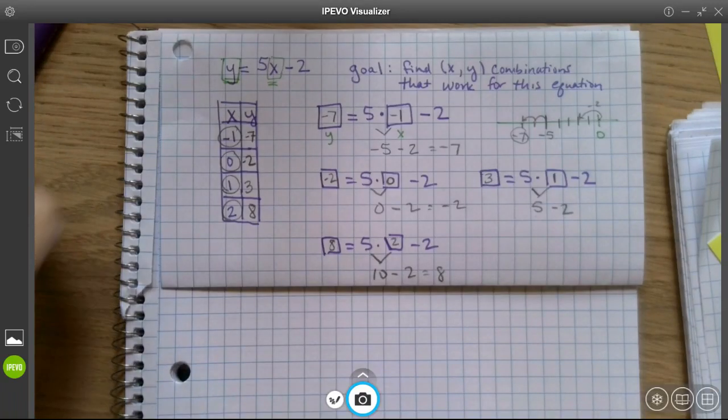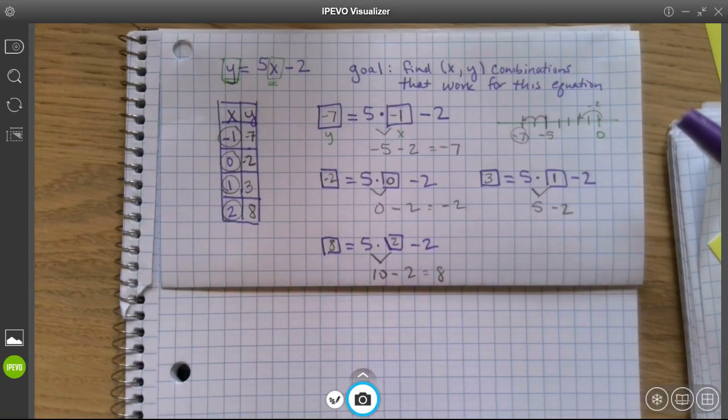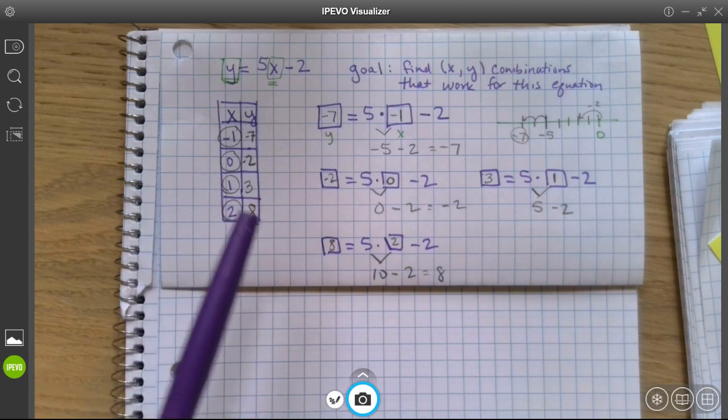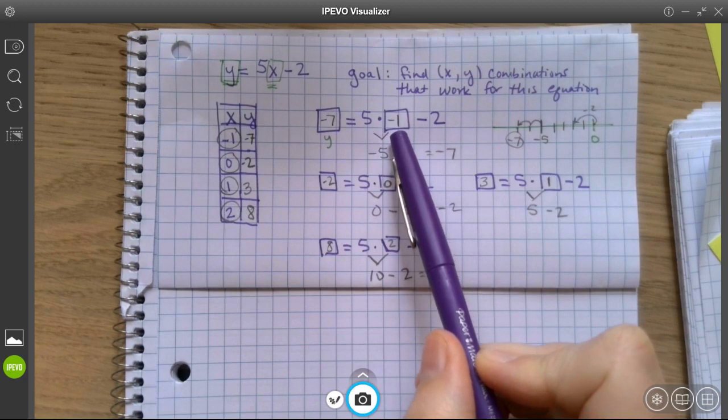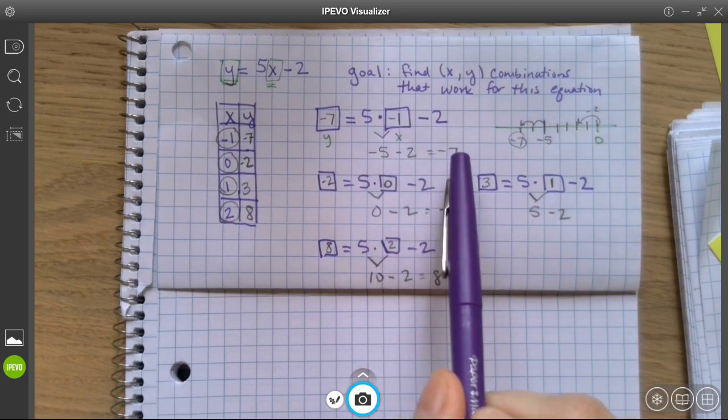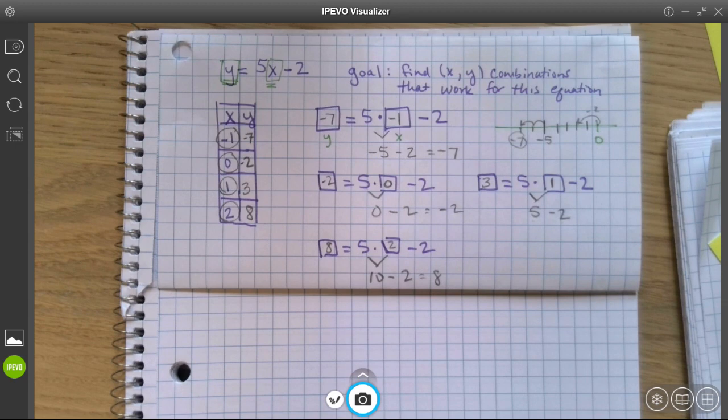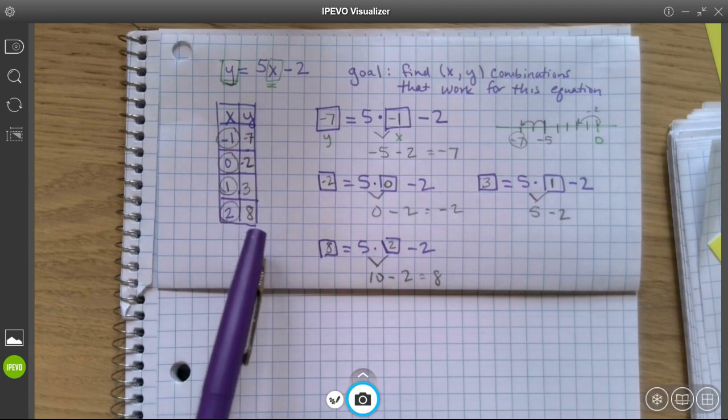Right, this is part 2. So we already did all of this. Our equation was y equals 5x minus 2. Our goal was to find xy combinations that work for the equation. And we did that by putting in a value for x. For example, I put in -1 for x, and then I evaluated the right-hand side of that equation, which was 5 times -1, then subtract 2, which is -7, so that's the y value. I did that for all 4 of those.